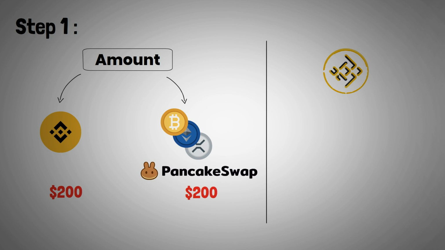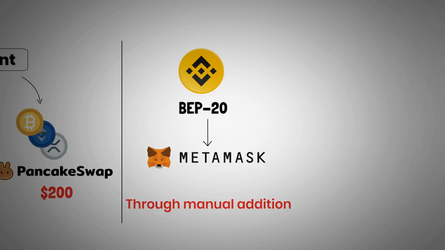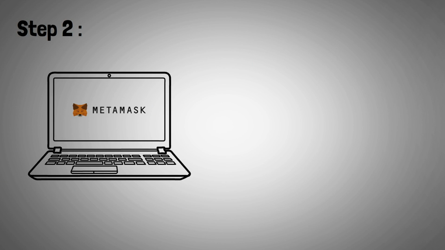The next step requires the integration of the Binance Smart Chain, BEP20, with the MetaMask wallet. This can only be achieved through manual addition. Step 2. Start with opening the MetaMask wallet extension on your Chrome browser. Log in with your credentials of the MetaMask wallet if signed out.